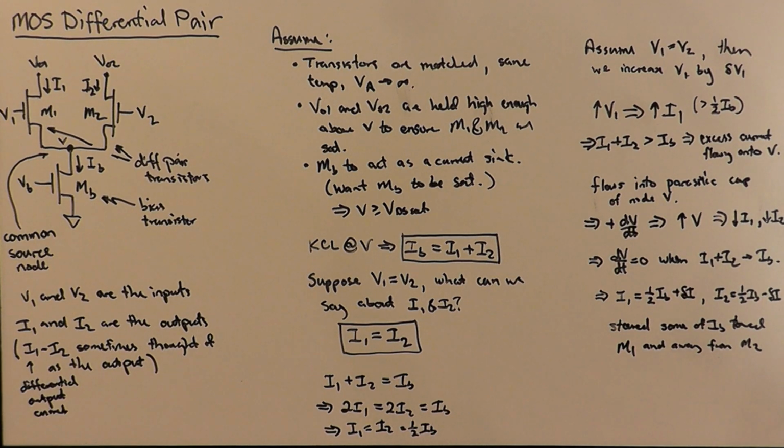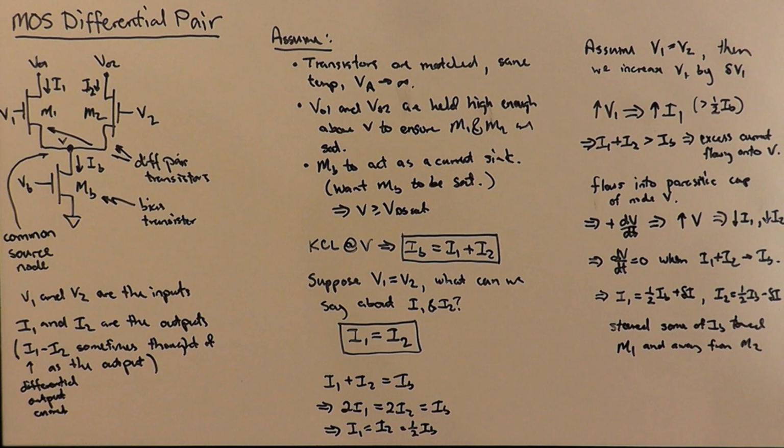If we were to decrease V1 relative to V2, then we'd be turning M1 off a little bit. We'd decrease I1. The decrease in I1 means that there's now a deficit of current flowing in from above onto node V. A decrease in current would result in V falling, because the current in MB is still IB, and so we have less than IB flowing on from above. We have IB flowing out from beneath, and so V will have to decrease. We'll have a negative dV/dt, so V will decrease.